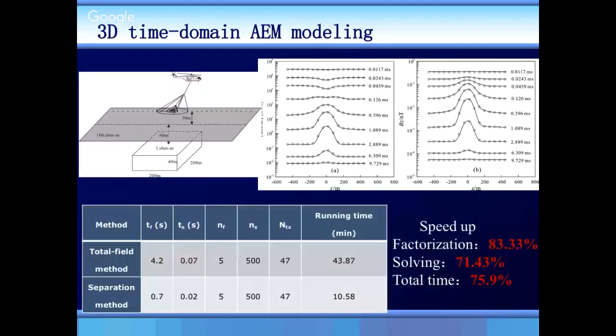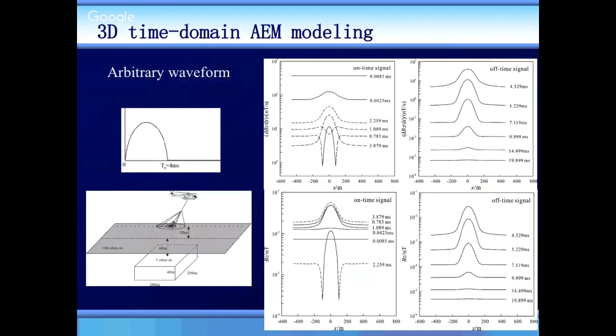So this is the step transmitting waveform. I also calculated the half-sine transmitting waveform, and this is the response. We can see in the on-time signal there is a sign change. What's interesting is the sign changing place corresponds to the edge of this target. It's 200 meters. But the off-time signal is much smoother. So maybe I should do some more research work on the on-time data.